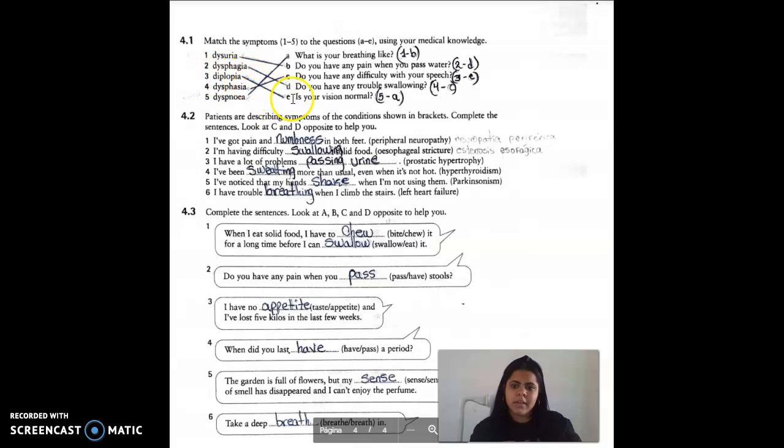Diplopia is E. Is your vision normal? Dysphasia is C. Do you have any difficulty with your speech? Dysphonia is A. What is your breathing like? Okay.